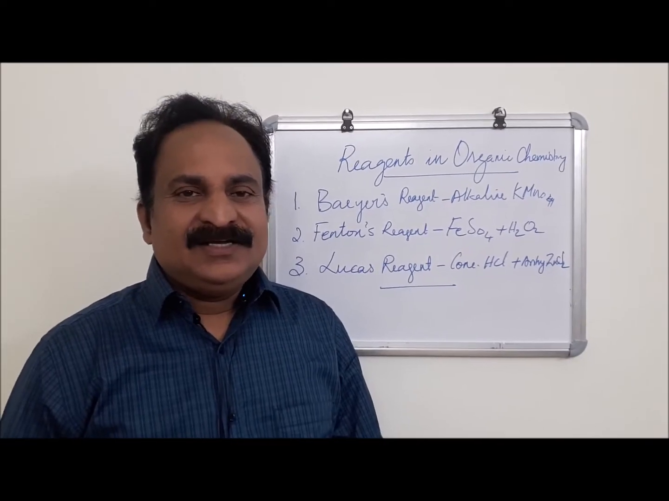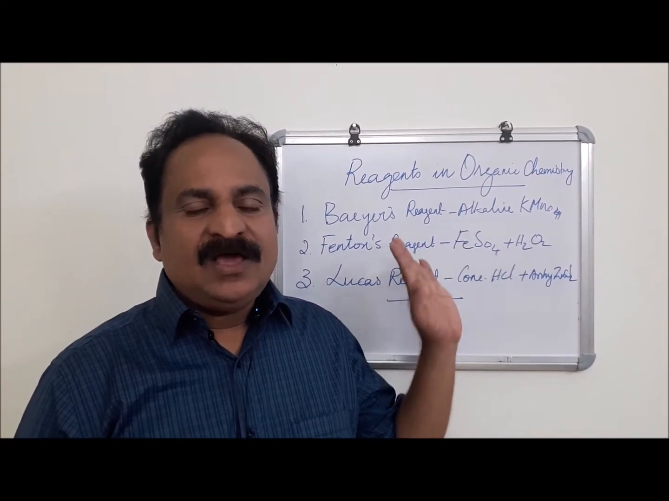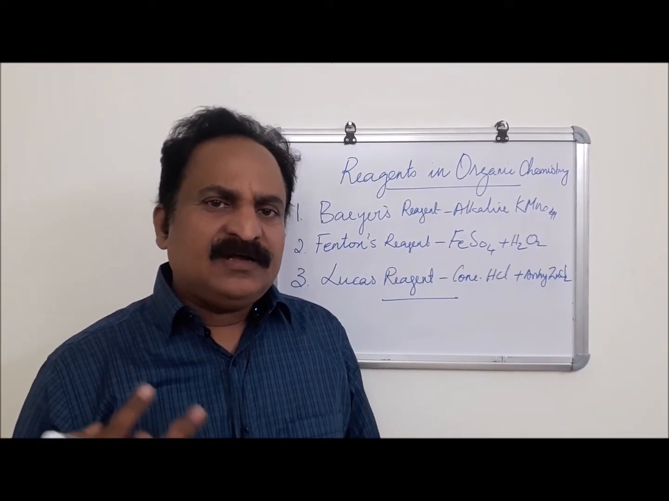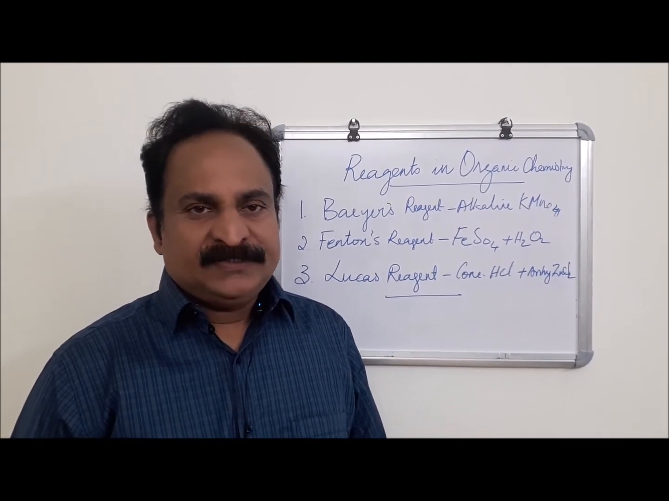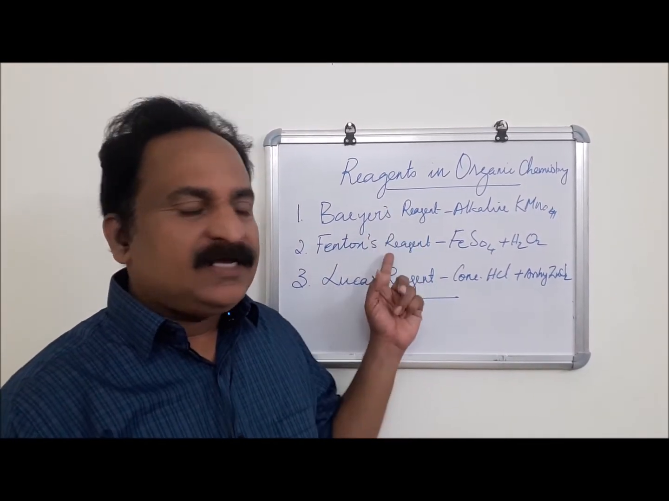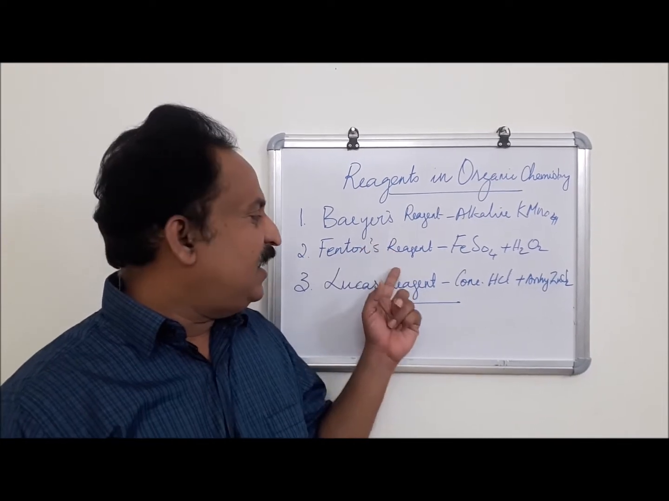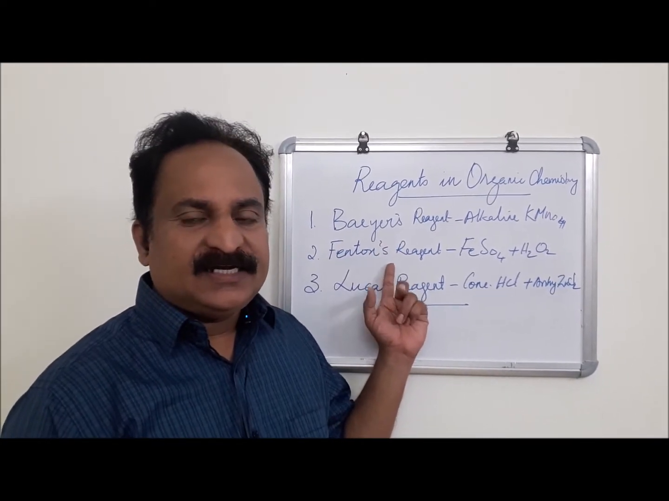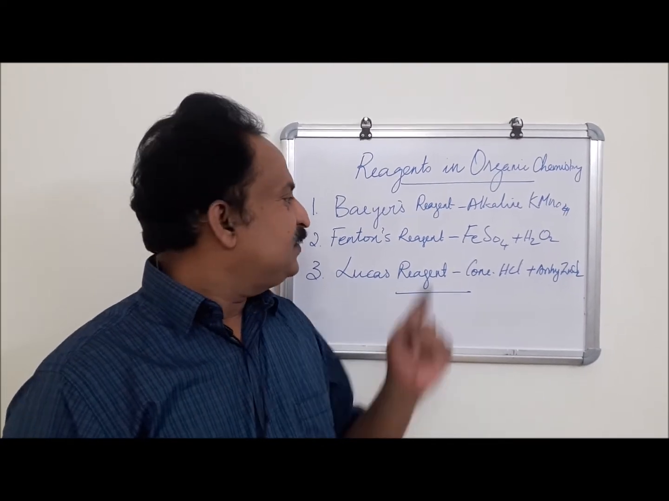Dear students, today we can discuss some of the reagents used in organic chemistry. There are various reagents used for various purposes. In this session, we can discuss three reagents. One is called Bayer's reagent, another is Fenton's reagent, and the next one is Lucas reagent.